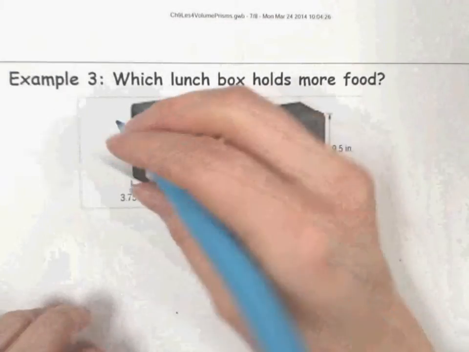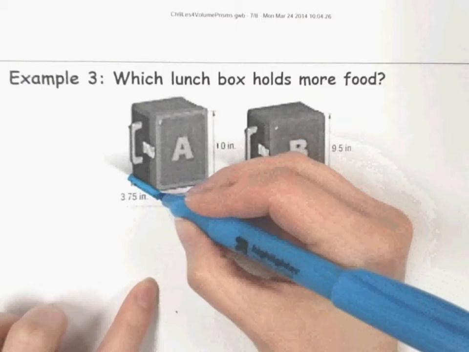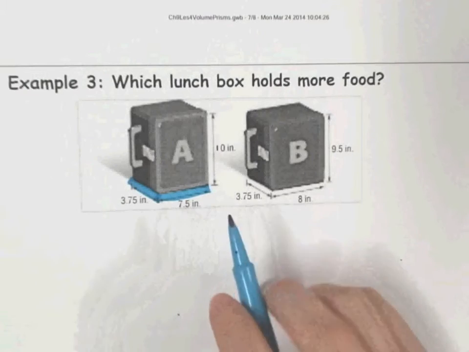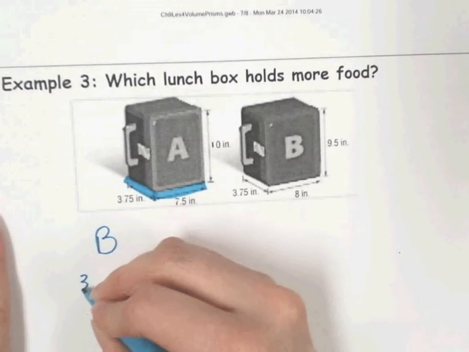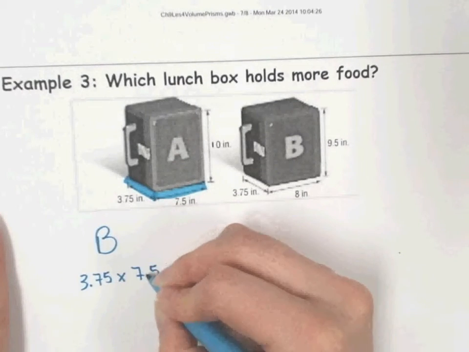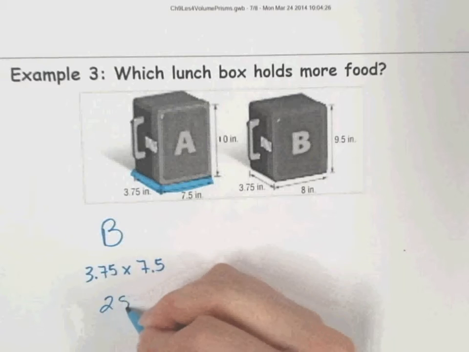So area of our base, let's say that these dimensions are going to be our base. Right here. So our base shape is going to be 3.75 by 7.5. So if we take the area of our base, we're going to do 3.75 and we're going to multiply it by 7.5. What do we get when we multiply 3.75 times 7.5? 28.125. Good.